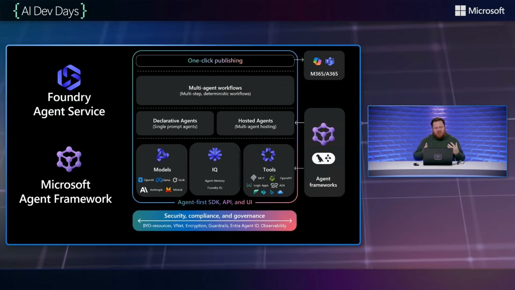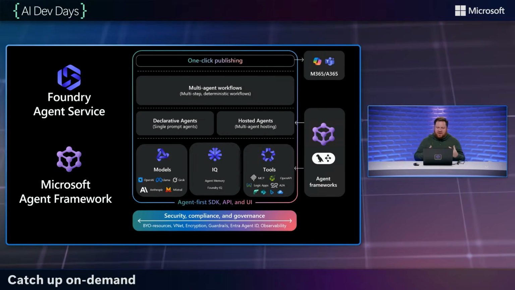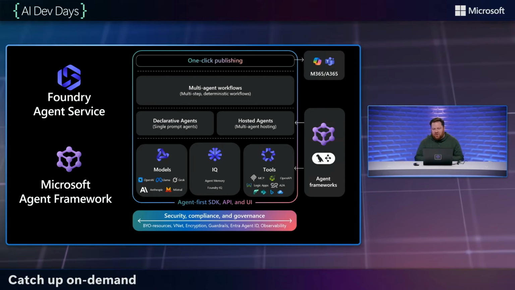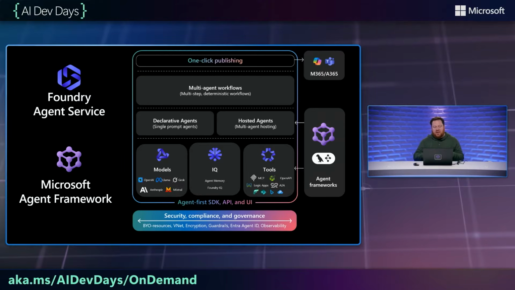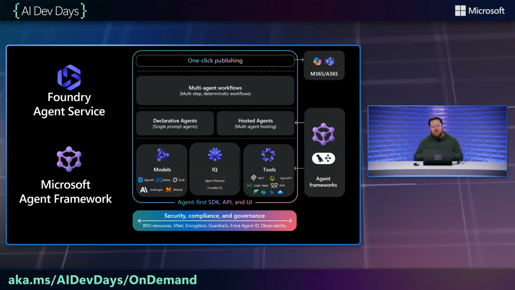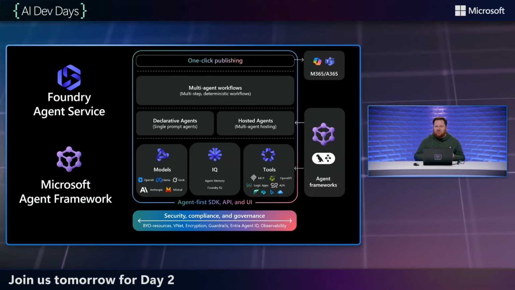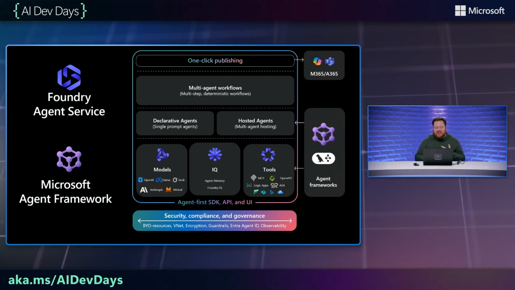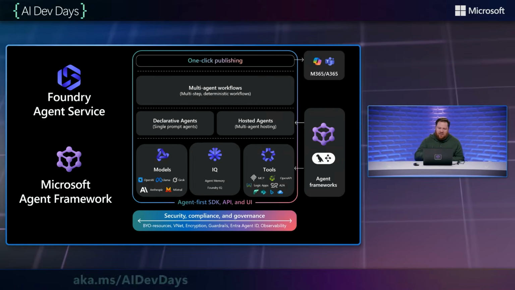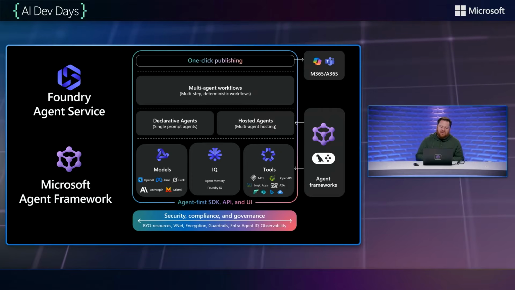So just to wrap everything up, your Foundry Agent Service, Microsoft Agent Framework, working together to allow you to build your agent systems, connect them to your models, your Foundry IQ, and your tools, building multi-agent systems, hosted agents, and workflows together that you can now deploy into your own applications, into M365, and into Agent 365, all built on top of the foundational layers of security, compliance, and governance from Microsoft Foundry.